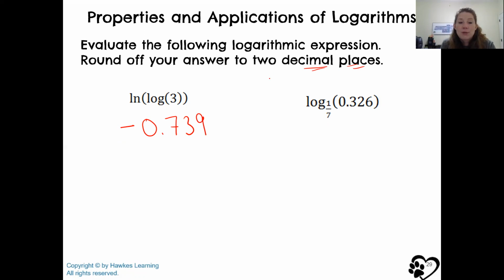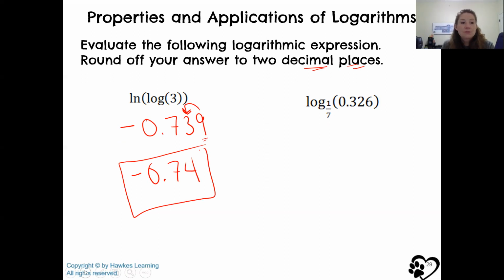If it says 2 decimal places, we have to go out 3 decimal places, and that tells us what to do with that number in the hundredths place. So my answer is negative 0.74. And that is my final answer.